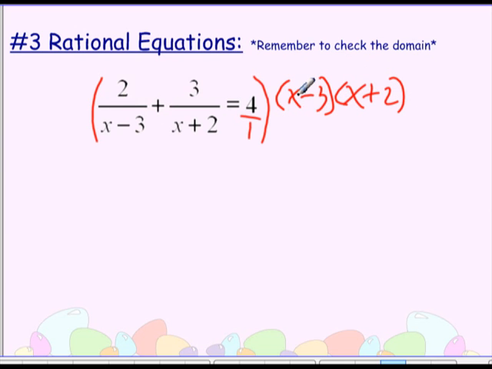So when I multiply that by the first term, the x minus 3's cancel out. So I end up with, on the top, 2 times just the x plus 2, or 2x plus 4. Now when I multiply those two by this term, the 3 over x plus 2, the x plus 2's cancel out.